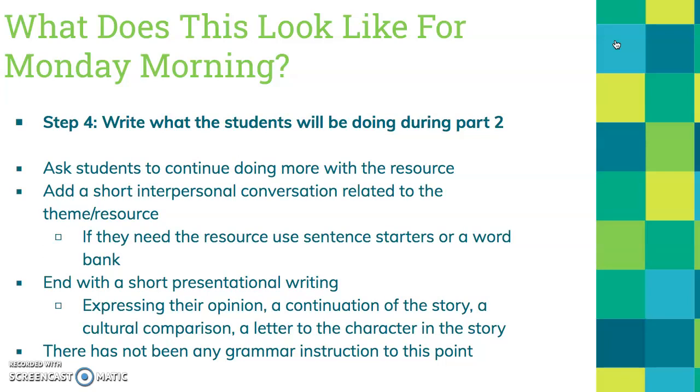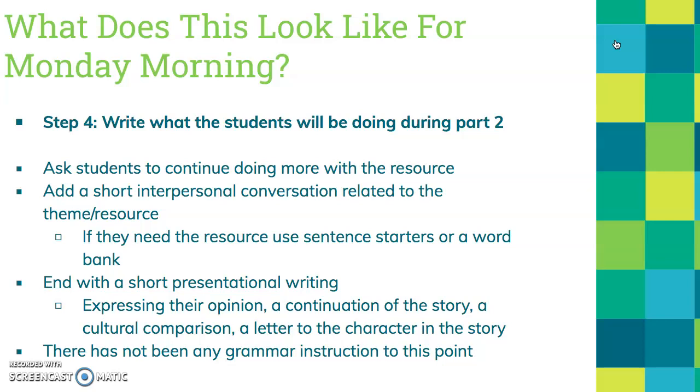So it's deciding in part two, what are they going to be doing? So ask students to continue doing more with the resource. So don't just read it and call it a day. Think of what else can happen. Can you do a short interpersonal conversation related to the theme of the resource? So maybe if you read something about straws, maybe you do a quick little debate, right? Where they're using that information from there to talk about content. They're not talking about grammar yet, okay?